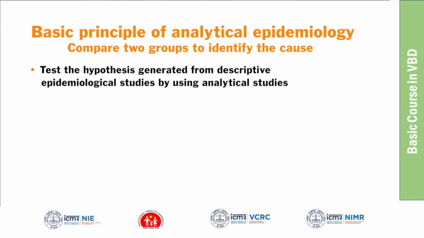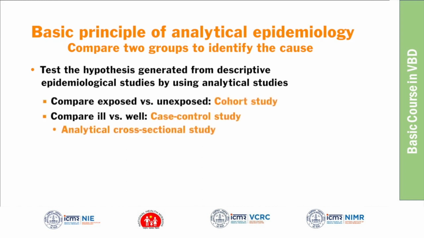As I said, in analytical epidemiology, we specifically use comparison groups to test hypotheses and rule out alternatives, making the inference stronger. We also apply statistical principles while doing so. For example, as a comparison group, we can use exposed versus unexposed, in which case we follow up a group of people who are exposed and a group who are unexposed over a period of time, and see whether disease occurs more frequently in the exposed group as compared to the unexposed group, which is called a cohort study.